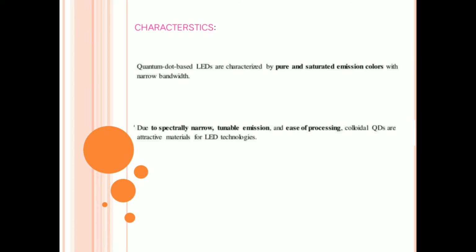So let's see the characteristics of quantum dots. Quantum dot based LEDs are characterized by pure and saturated emission colors with narrow bandwidth, and due to the spectrally narrow tunable emission and ease of processing, colloidal quantum dots are attractive materials for LED technologies. So they possess these characteristics, which make them attractive materials for LED technologies.